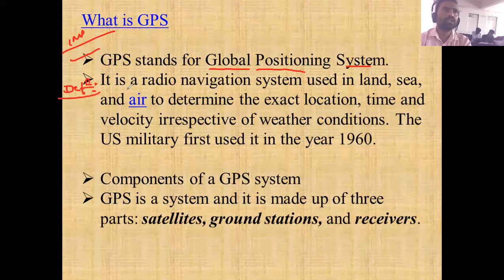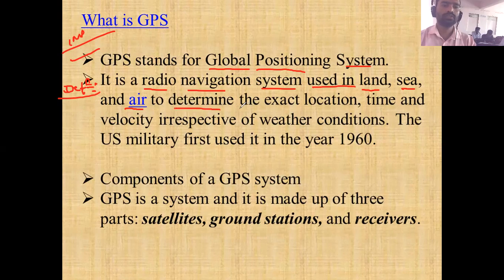Definition: it is a radio navigation system used in land, sea, and air to determine the exact location, time, and velocity, irrespective of weather conditions.